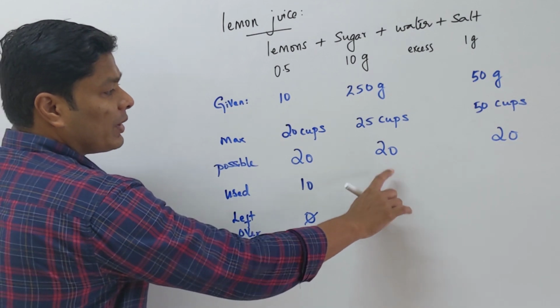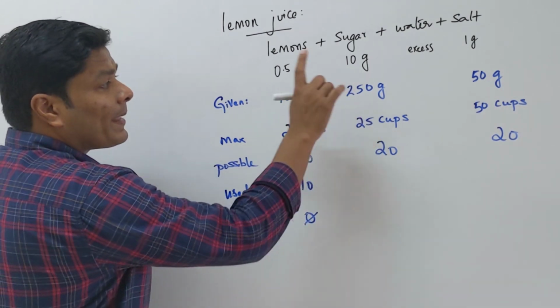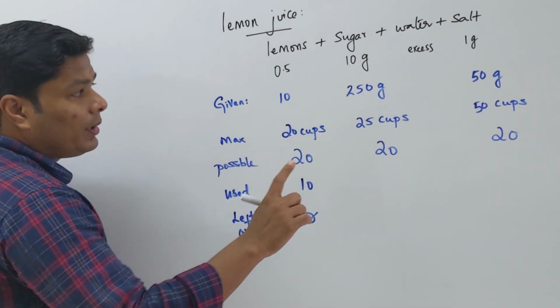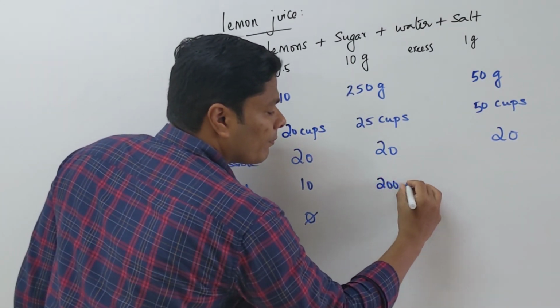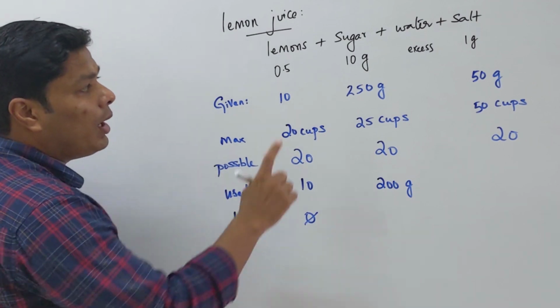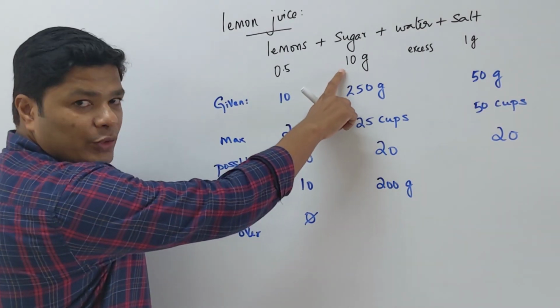Now how much is used up? Now 20 cups. Each cup needs 10 grams. 20 cups needs 200 grams. Again, ஒரு கப் லெமன் ஜூஸ்க்கு 10 கிராம்ஸ் யூஸ் ஆகுது.